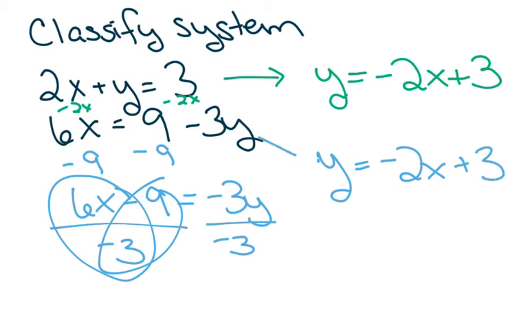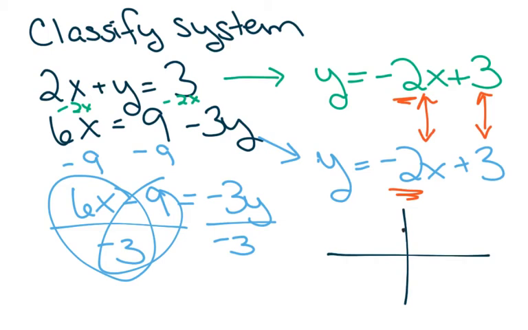When you're comparing the two lines that you have right here, we have exactly the same slope of negative 2, and we have exactly the same y-intercept of 3. So those lines are identical. If we were to graph these, the lines would just graph right on top of each other. I guess I can do them in different colors. They'd be here and here.